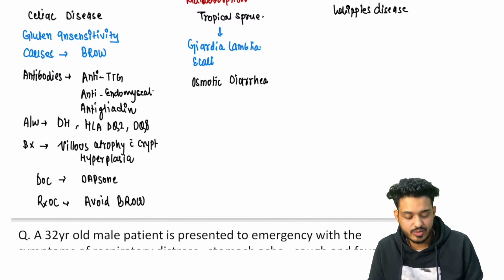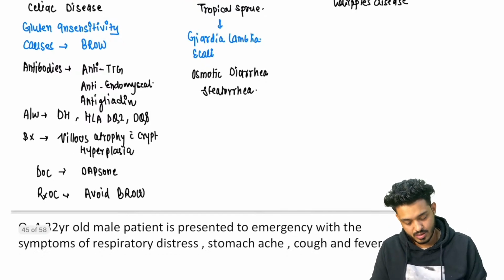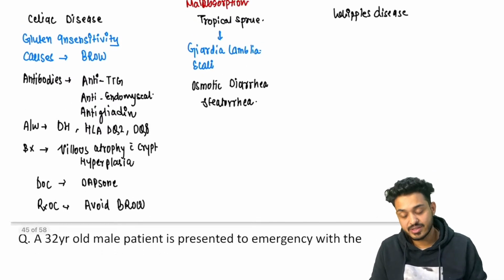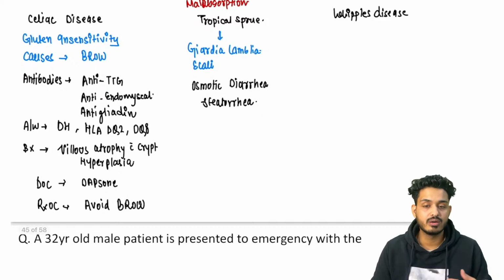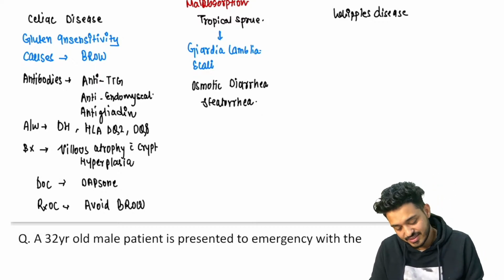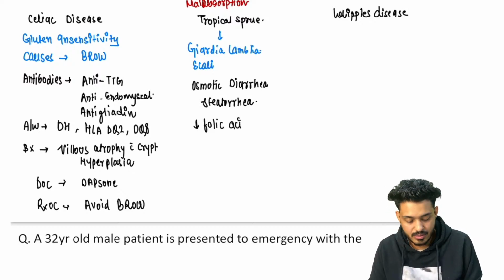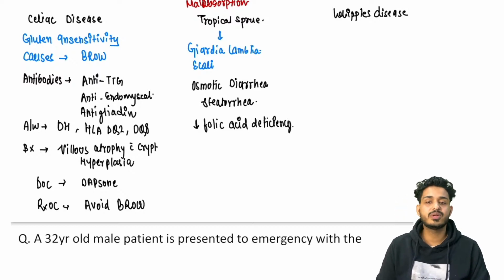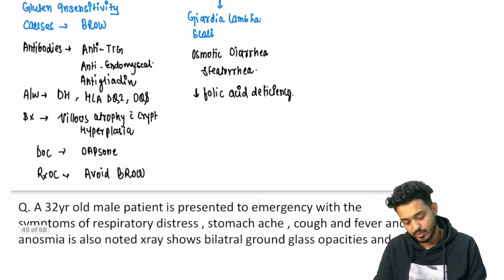In Giardia, you will be having steatorrhea. I have taught you how this steatorrhea is happening, right? And remember this: tropical sprue is going to damage which part? The jejunum, right? So you will specifically have deficiency, more likely of folic acid. You can also have deficiency of vitamin B12, but folic acid will be more.